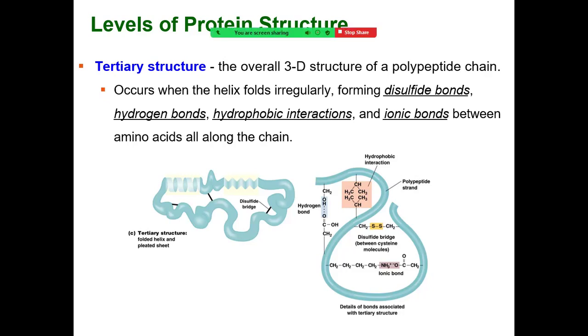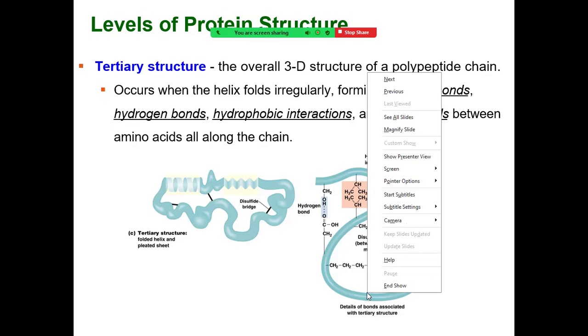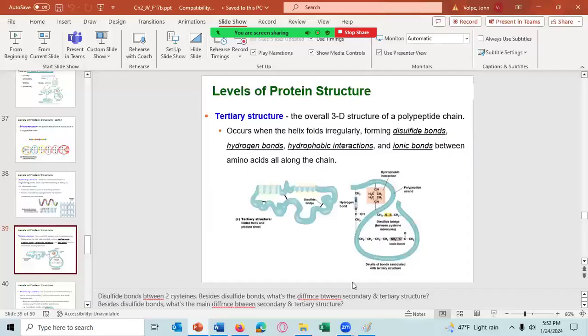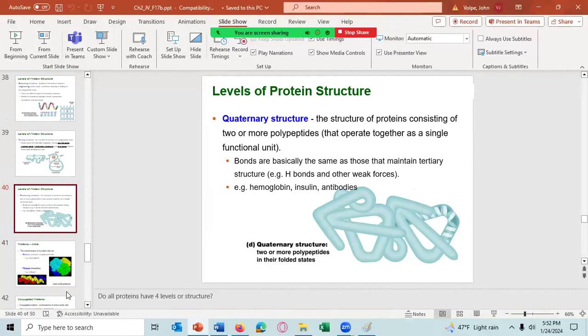Any protein that only has one polypeptide subunit will only go up to a tertiary structure. Most enzymes only have a tertiary structure, but some proteins have a quaternary structure, and these proteins are made up of more than one polypeptide.